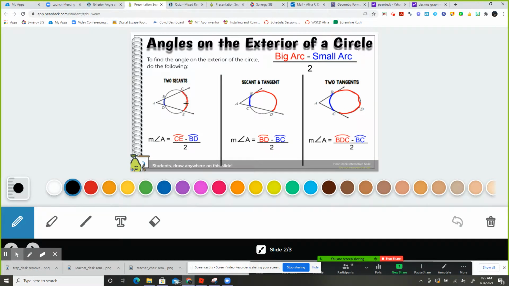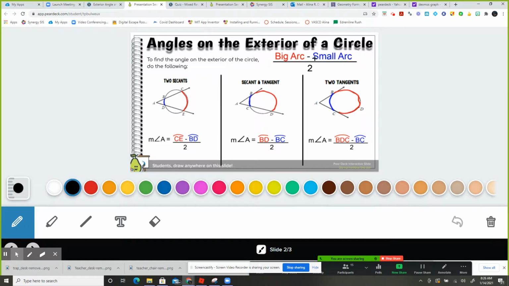So I've got a big arc out here and a little arc out here, and then an angle that's tiny. So if I take the big minus the small and then divide by 2, that's going to give me the angle. The big minus the small divided by 2 gives me the angle.